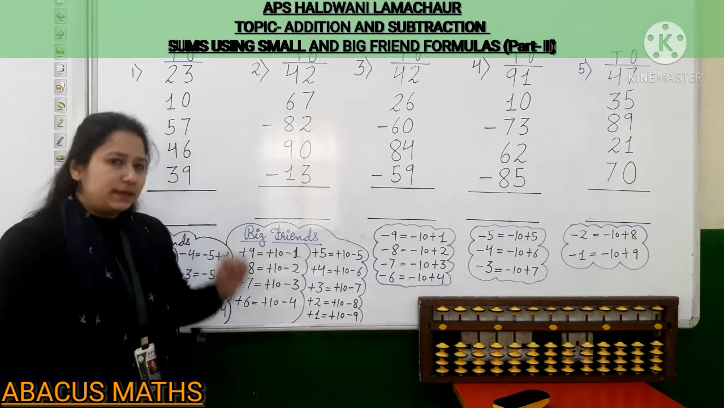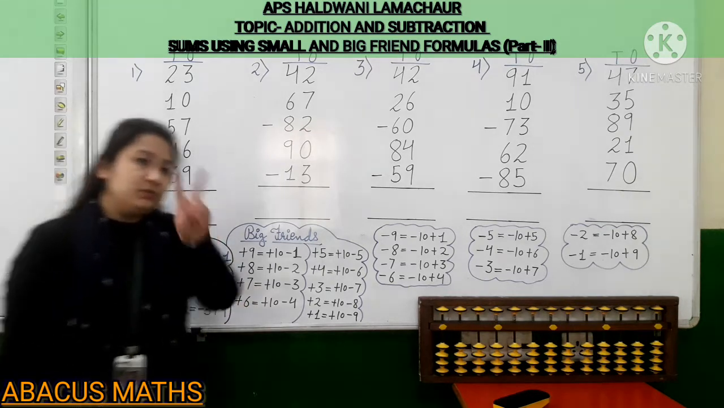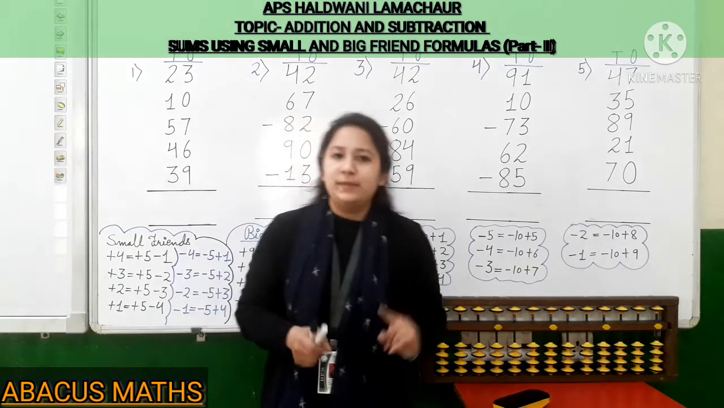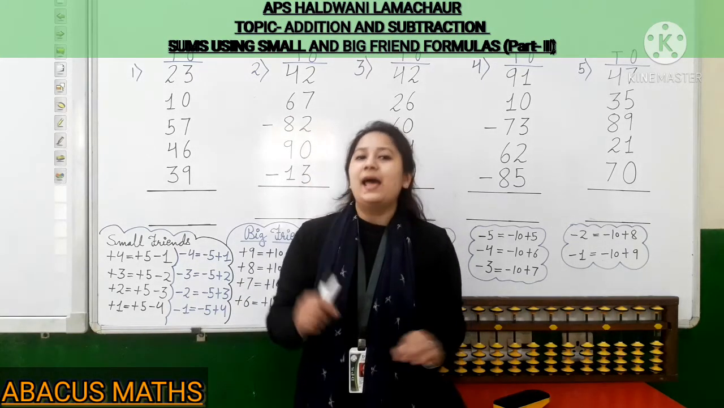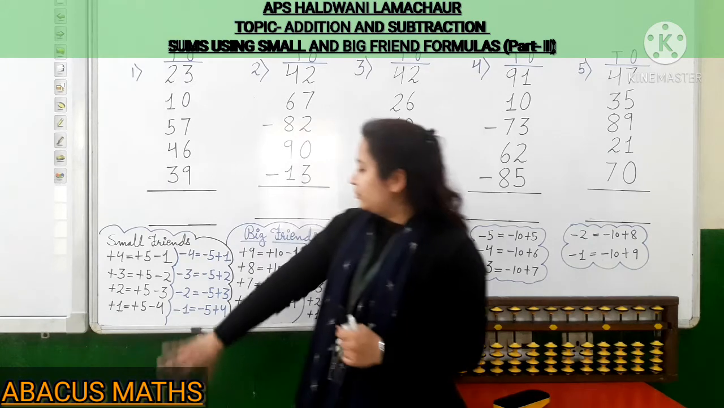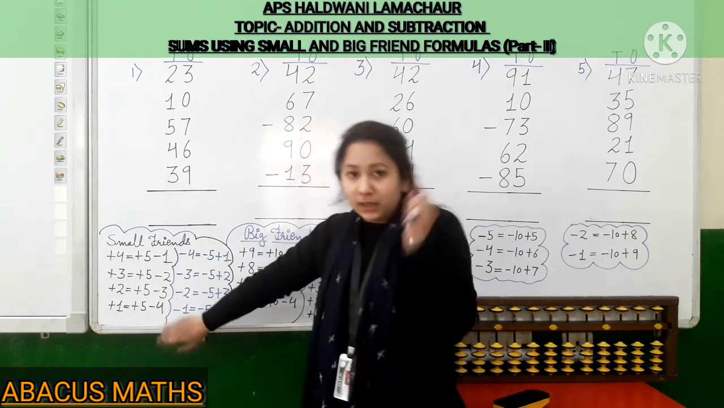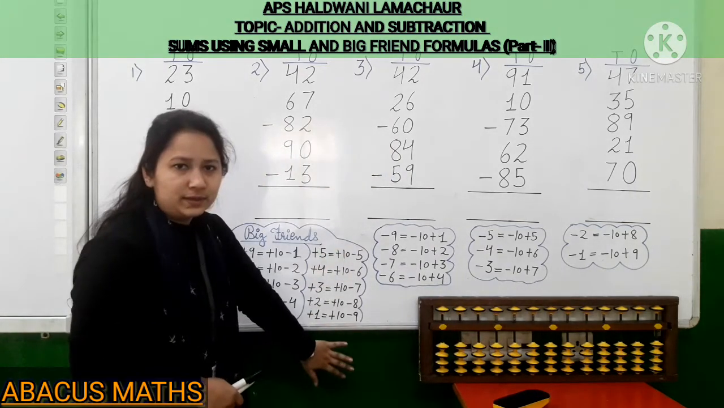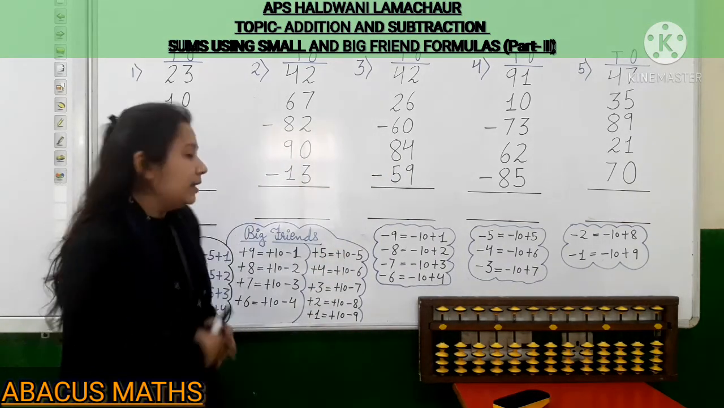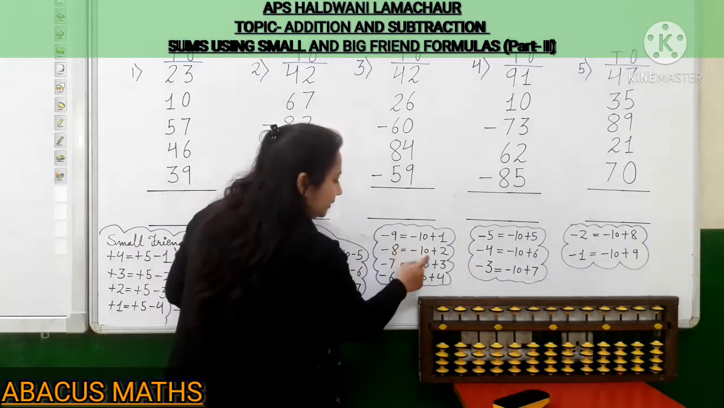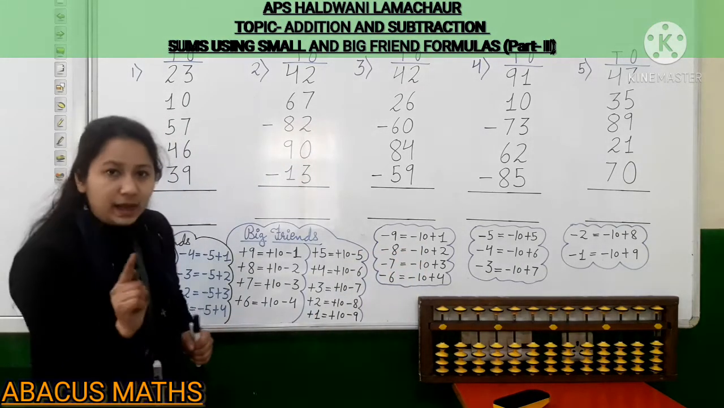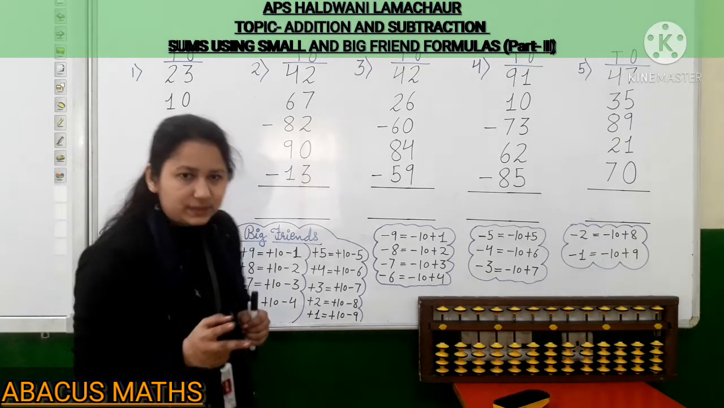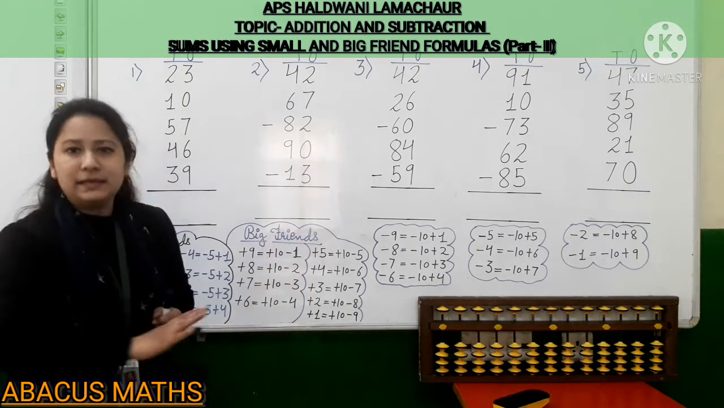See kids, before starting the sums, I want to tell you 2 main things. The first rule which you have to follow in this sum is that whenever you get a lack of beads, you will go for the small friends. And if you can't apply small friends, then you will go for the big friends. Second thing, whenever you add this 10 in big friends, you will add this 10 in one rod up. Follow these 2 rules and your sums will be correct.